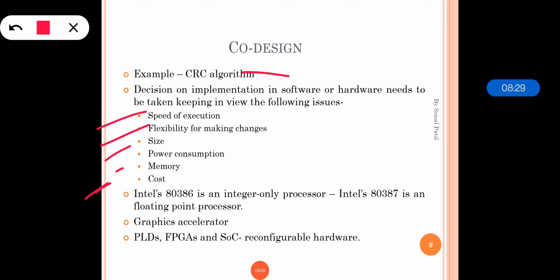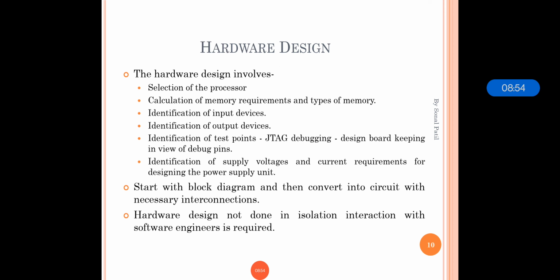Intel's 80386 is an integer only processor, and the computers built on this processor initially used to do the floating point operations through the software. Generally the floating point calculations are very slow, we can say. Using PLD, then FPGA, systems on chip solutions, we can build a reconfigurable hardware. That is a very good thing also.